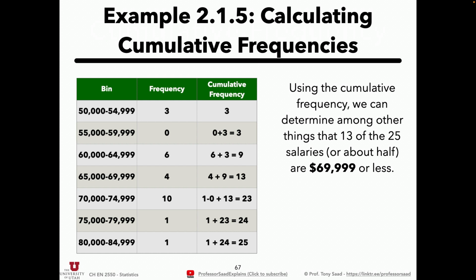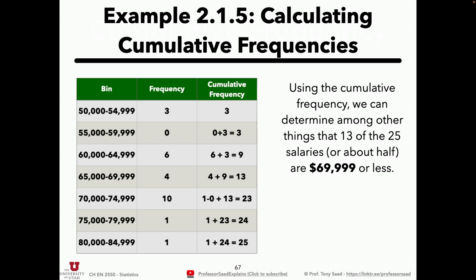You start always from your first bin, so we have 3 in it. In your second bin, the cumulative frequency is the count in the second bin plus whatever is here. So 0 plus 3 is 3. Then you go to this bin. There's 6 in this bin, but then the cumulative count is 6 plus 3. That gives you 9. So now you see in this category, the cumulative count is 9.